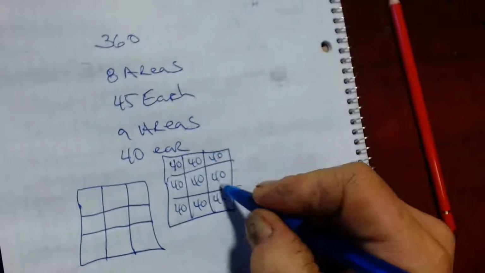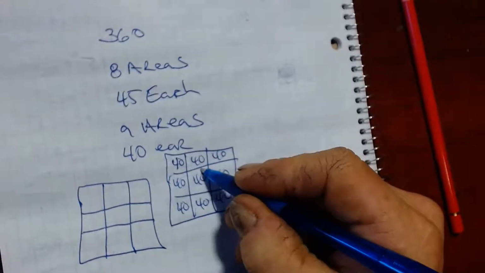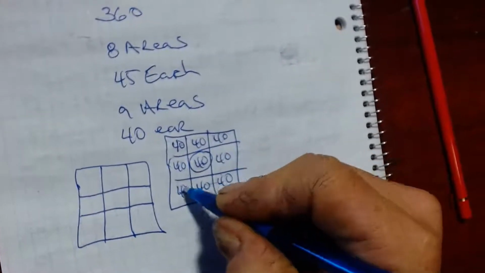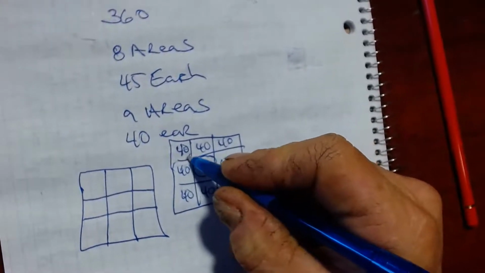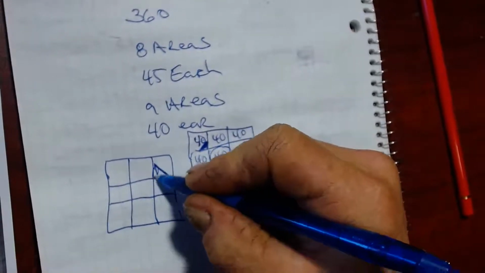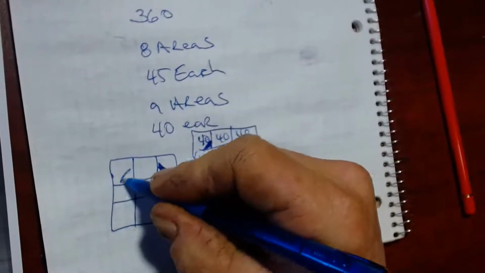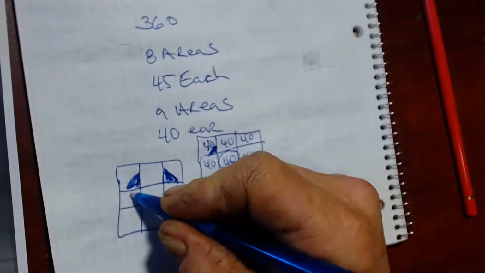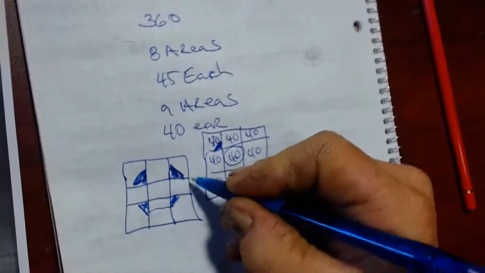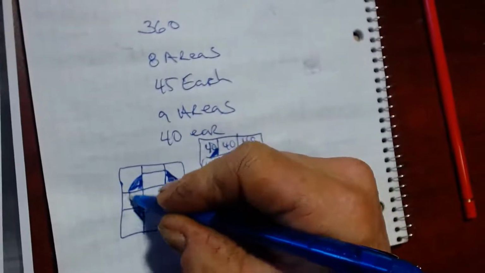It took away 5 from every one of these, and it created its 40. That means this piece has to have a piece of every single one here. But this is a corner. So we're going to go corner, corner, corner, corner. When we attach them together, we're going to create the stop sign.